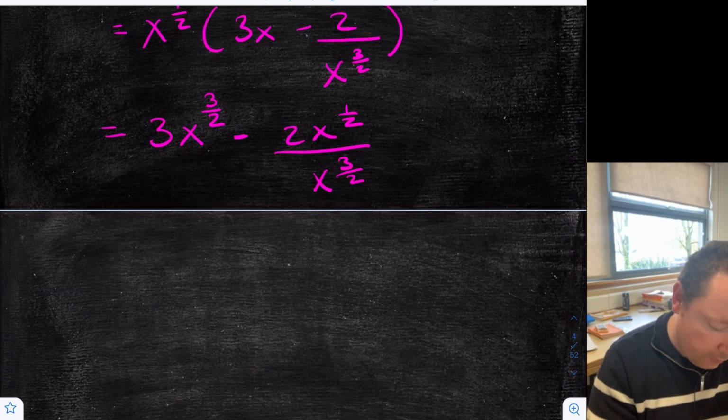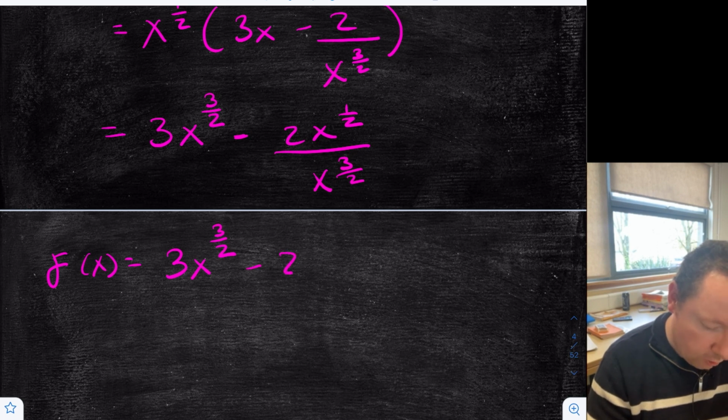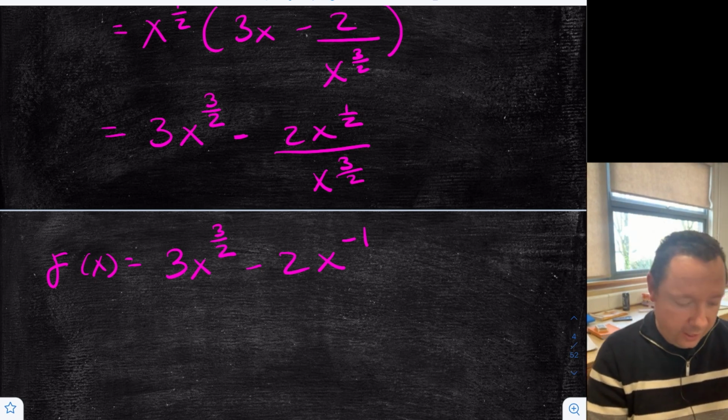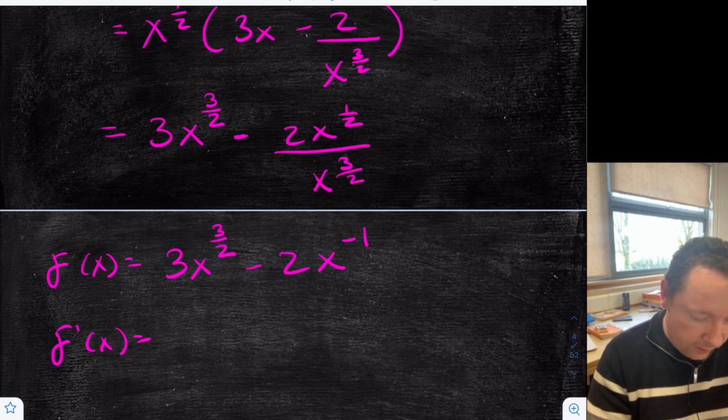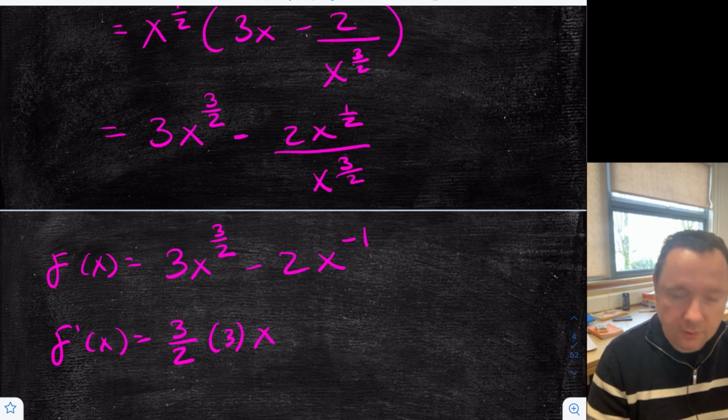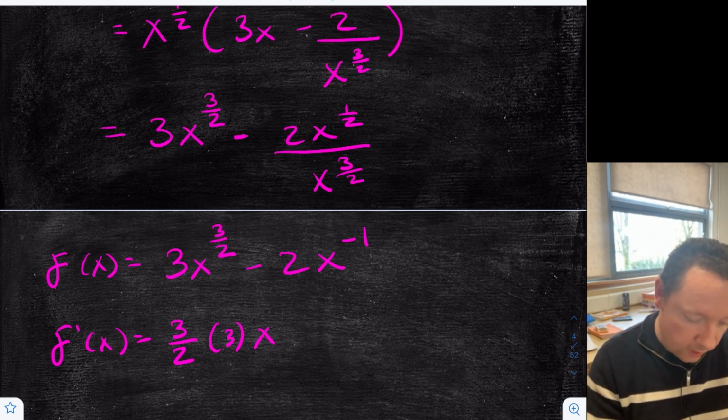And tidying that up even further, f of x is 3x to the 3 halves minus 2x to the minus 1, a half minus 3 halves. Now we can differentiate it, f dash x. Take the power down to the front, so it's 3 halves times 3, x to the, take 1 away from the power, so it's a half, minus times a minus is a plus, so plus 2x to the minus 2.